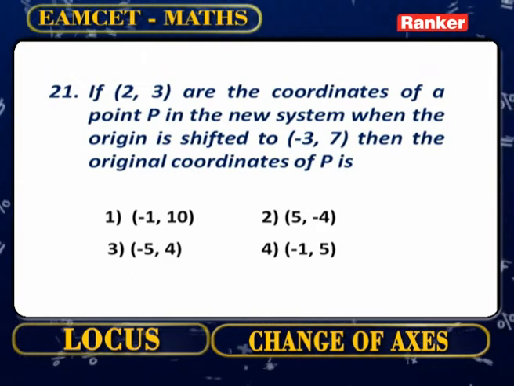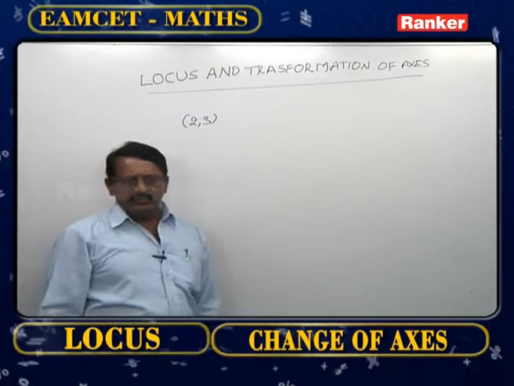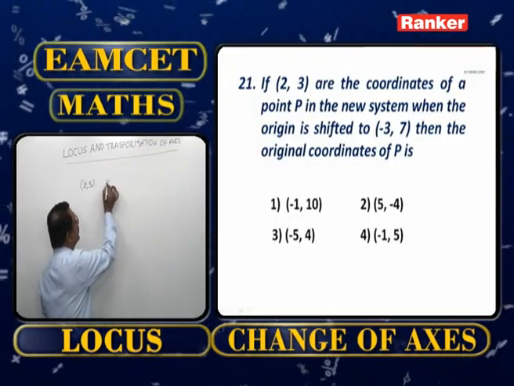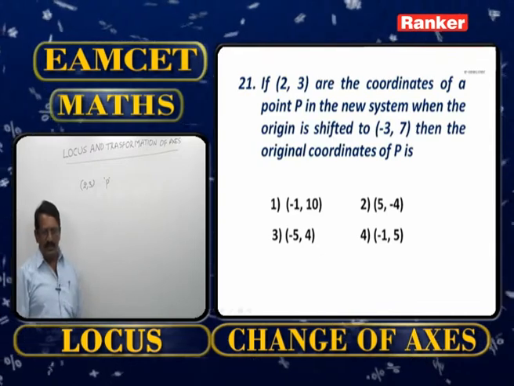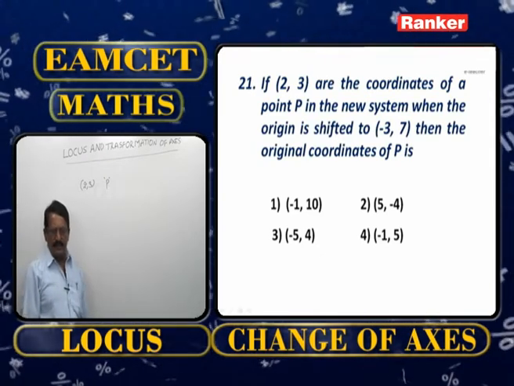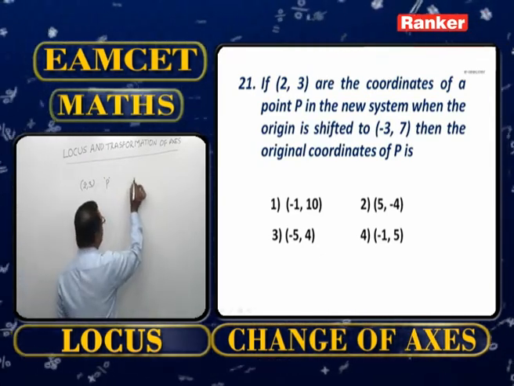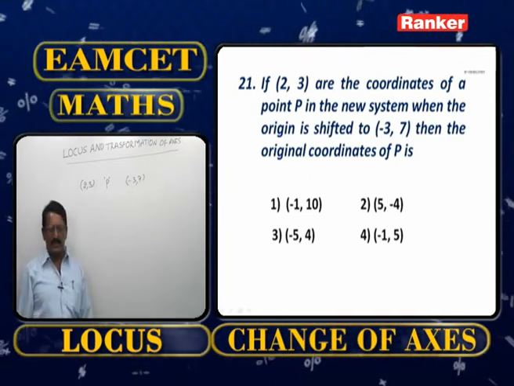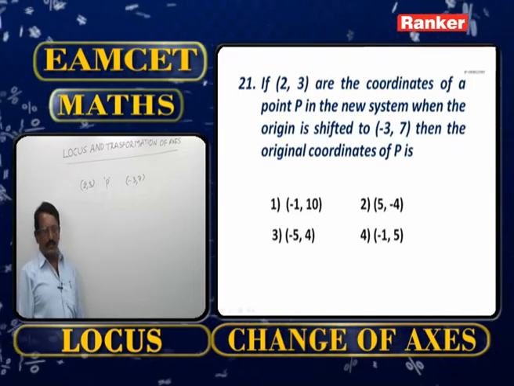If 2, 3 are the coordinates of a point P in the new system, when the origin is shifted to minus 3, 7, then find the original coordinates of P.